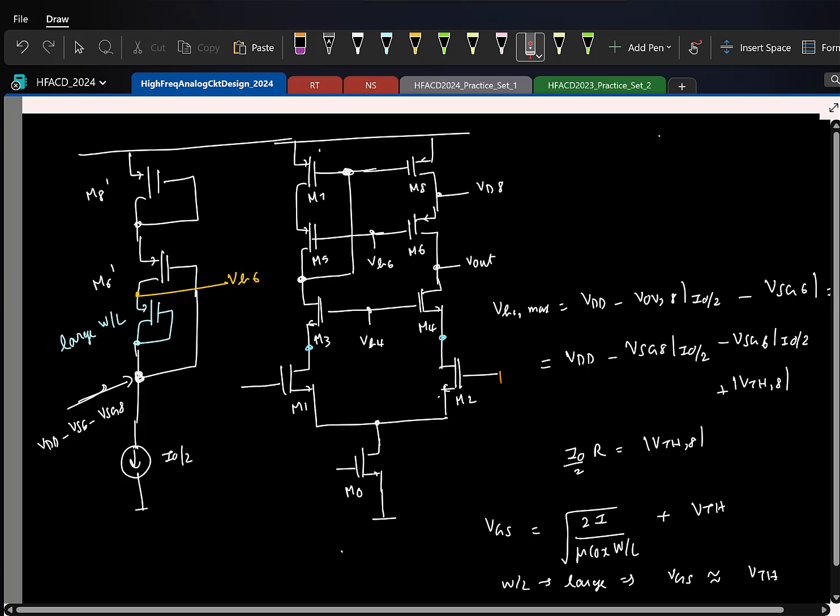So we have large W and then the layout can be... I mean, we'll come to layouts later, but the thing is, you can have large W by L. How large? That's the next question. We'll address it later.